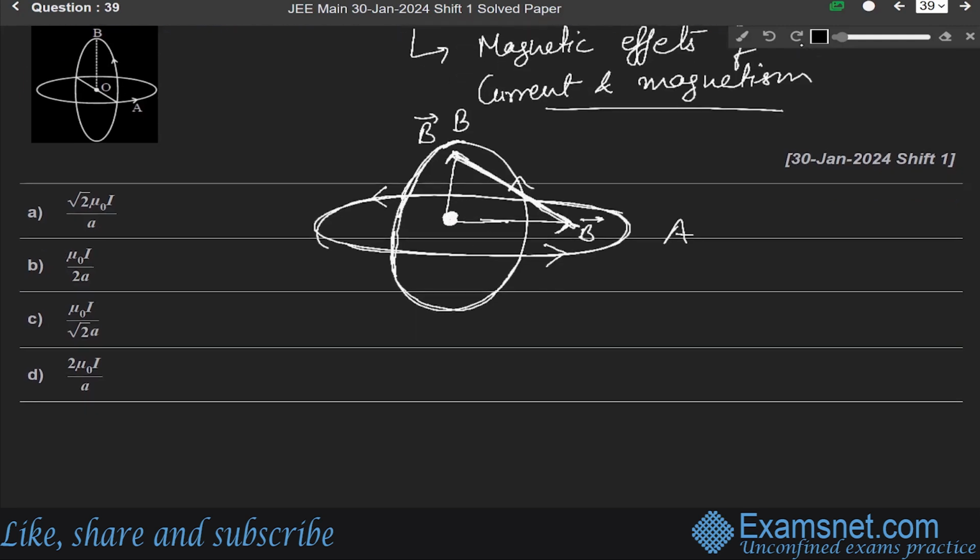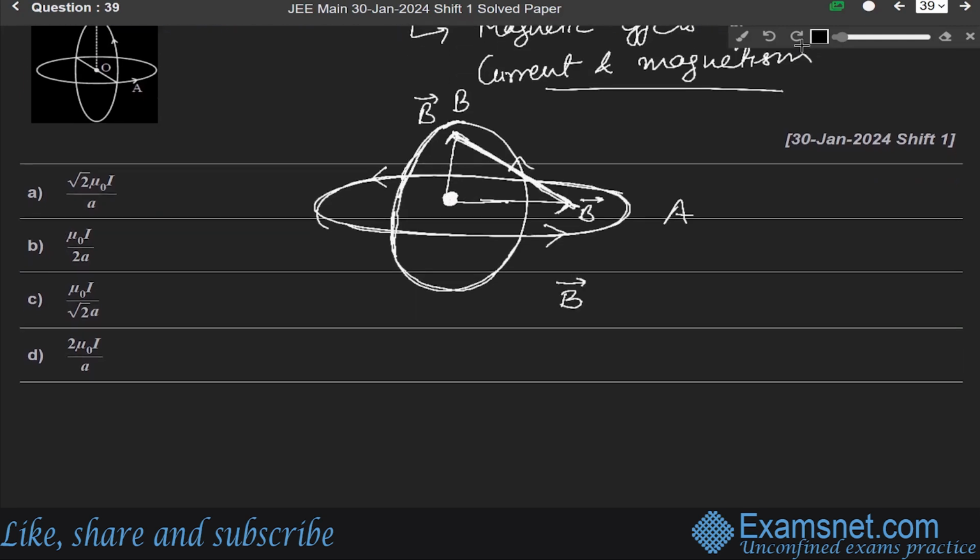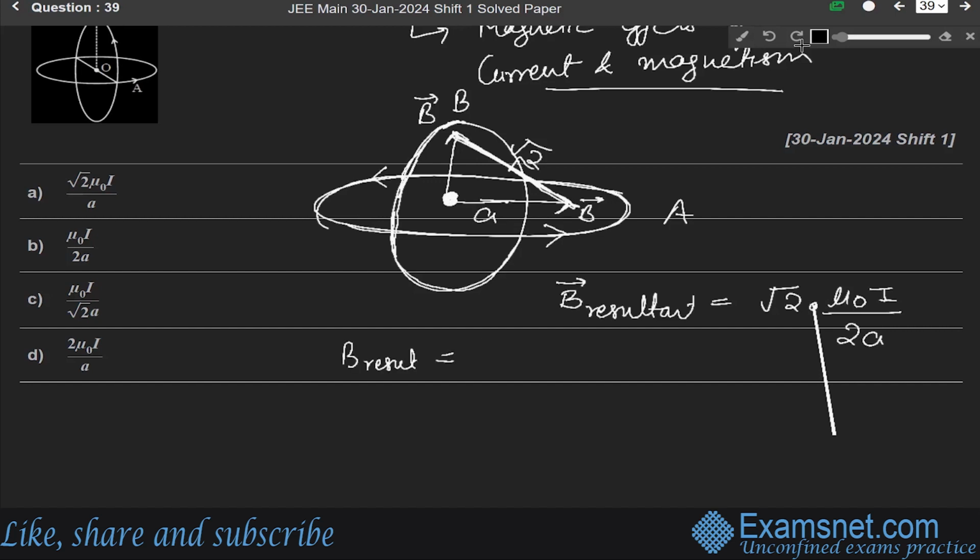So for this we write the resultant magnetic field B. This is root 2, and the radius is A. So B resultant will be equal to root 2 into the magnetic field due to one loop, mu naught I over 2A, since the radius is A. So B resultant equals root 2 into mu naught I over 2A. So the correct option is option C, root 2 mu naught I over 2A.